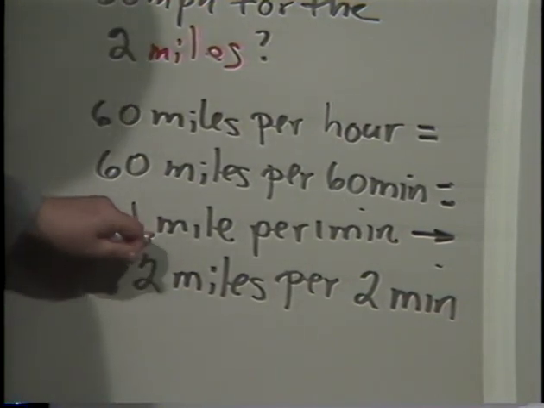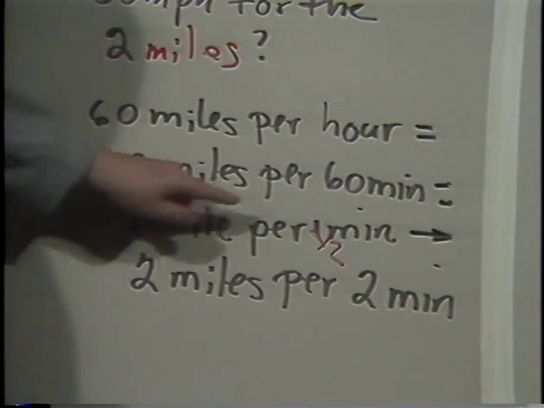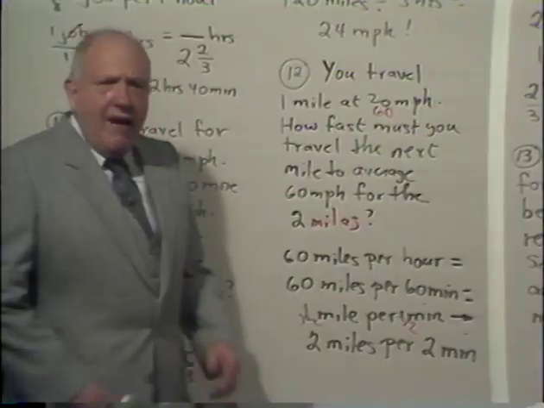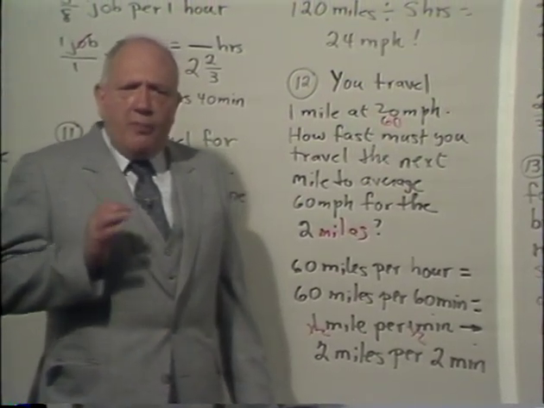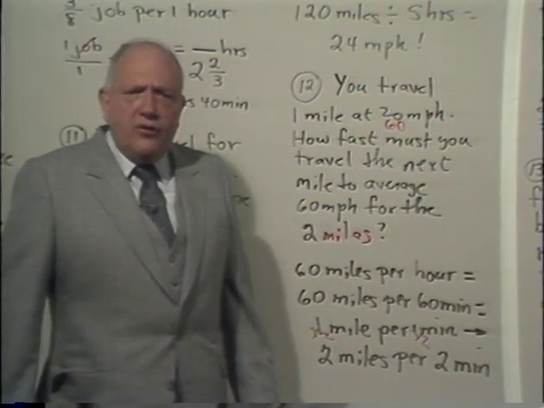So in 2 minutes, you go 2 miles, don't you? See, multiply both sides of the ratio by 2, so you're going what? 2 miles per 2 minutes. That means that to qualify for this race, you have to do both miles in a total of 2 minutes. Now, how fast did you do the first mile?